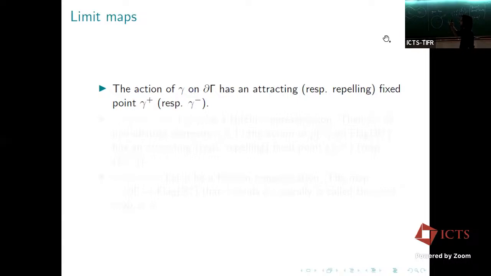Right, and the action of gamma on the boundary of gamma has an attracting fixed point and a repelling fixed point. So in our pictures, if you have some hyperbolic element gamma, it takes x to gamma x. This point is called gamma plus on the boundary, and this point is called gamma minus.